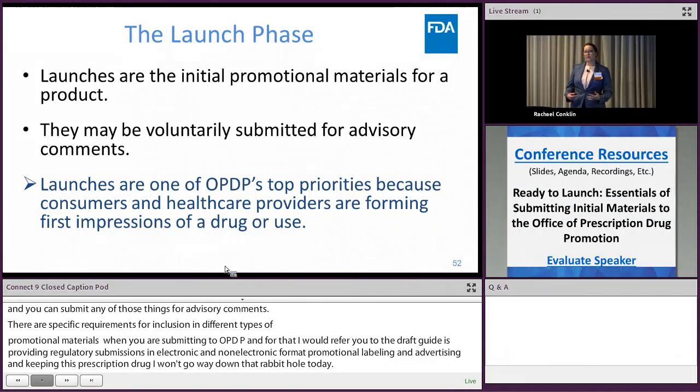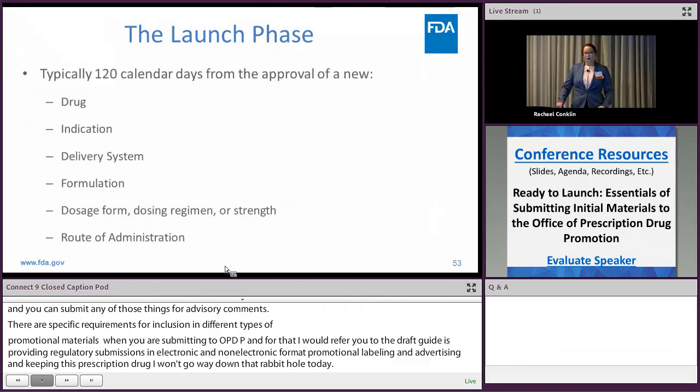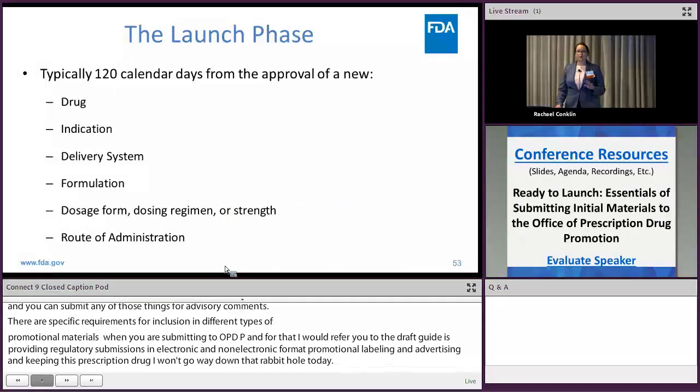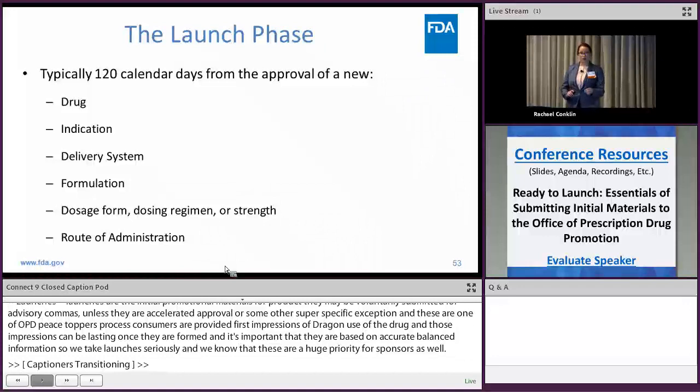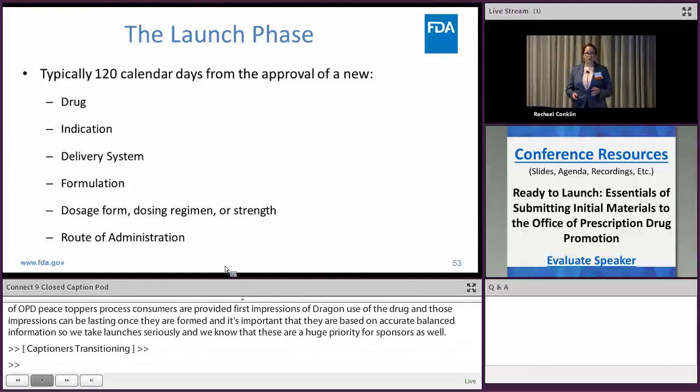And so we really take launches seriously, and we know that these are a huge priority for sponsors as well. So the launch phase typically constitutes 120 calendar days from the approval of a new drug, an indication. Any of the things on the slide can trigger a launch. And launch materials can be submitted either before approval or after approval, anytime during that 120 calendar day period.